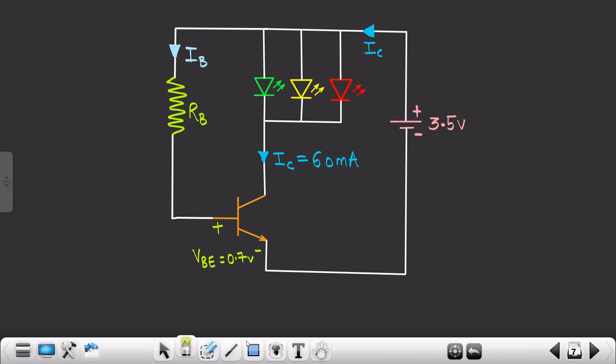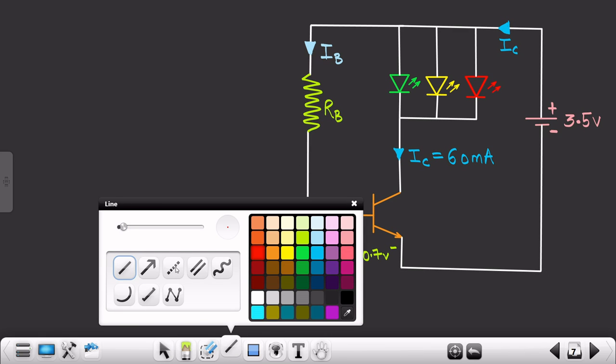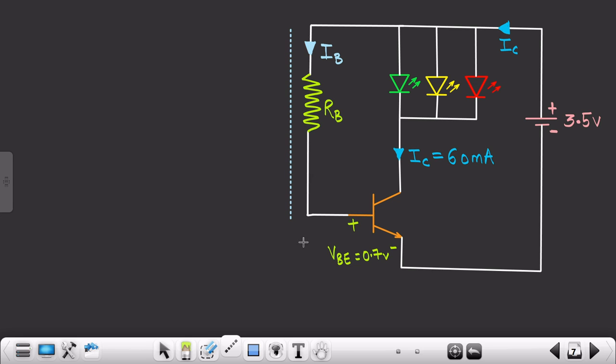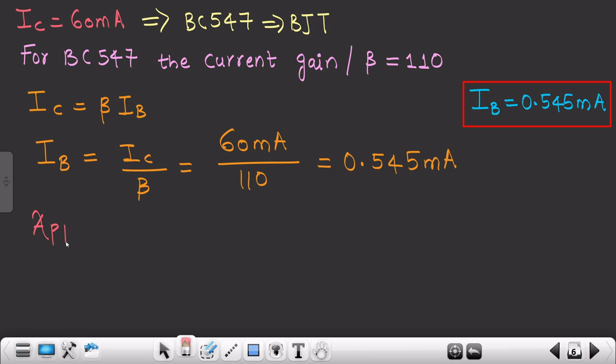Let me move this particular thing slightly to the right side, and apply KVL in this particular direction, and then it is going to ground. So I'll write over here: applying KVL to the base emitter loop.